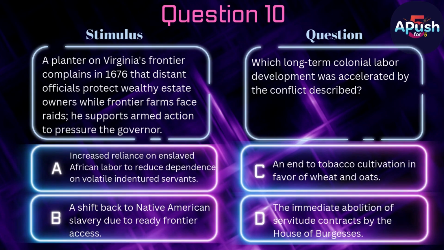A. Increased reliance on enslaved African labor to reduce dependence on volatile indentured servants. B. A shift back to Native American slavery due to ready frontier access. C. An end to tobacco cultivation in favor of wheat and oats. D. The immediate abolition of servitude contracts by the House of Burgesses.